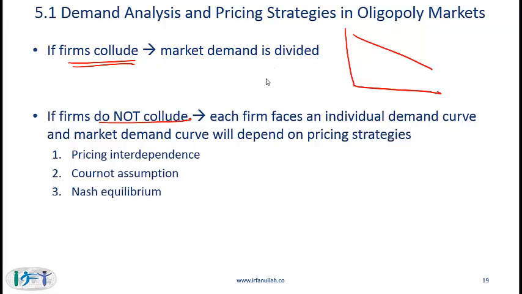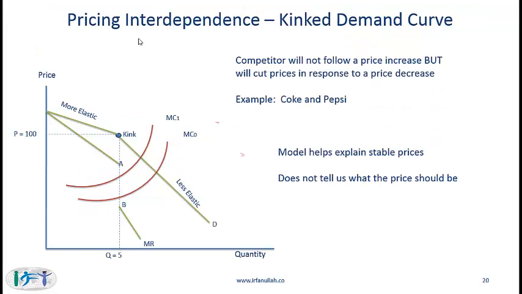And if the firms can do this, then they can set the same price that a monopoly would be able to set. If firms do not collude, then each firm faces an individual demand curve, and the market demand curve will depend on the pricing strategies which are used by the various firms. In terms of pricing strategies, we'll cover 3 types: pricing interdependence, the Cournot assumption, and Nash equilibrium. Let us consider the first strategy, which is pricing interdependence.